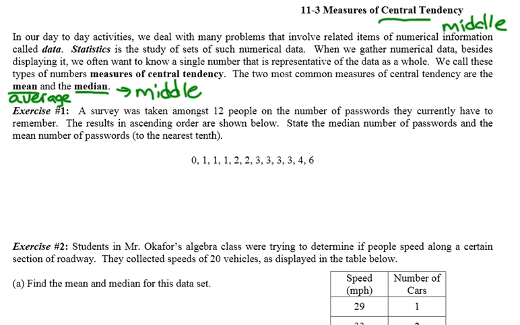So a survey was taken among 12 people on the number of passwords they currently have. The results are in ascending order, so thankfully they put them in order for us. We want to state the median number of passwords and the mean number. My median is again the middle. So 1, 2, 3, 4, 5, 6. 1, 2, 3, 4, 5, 6. So my median is halfway between 2 and 3, which is going to be 2.5.